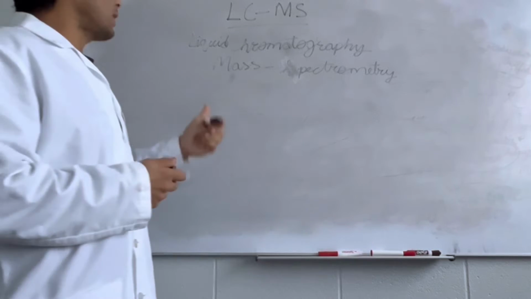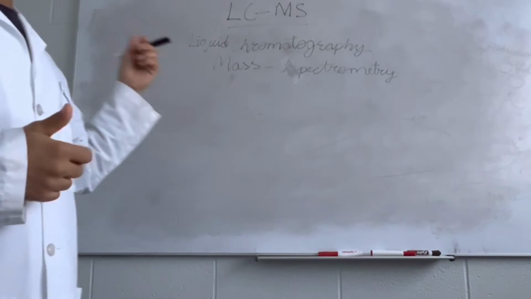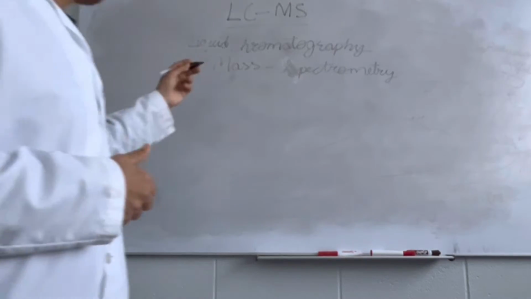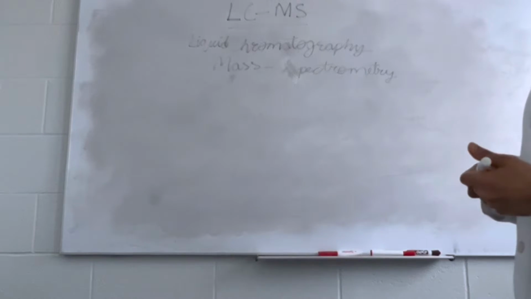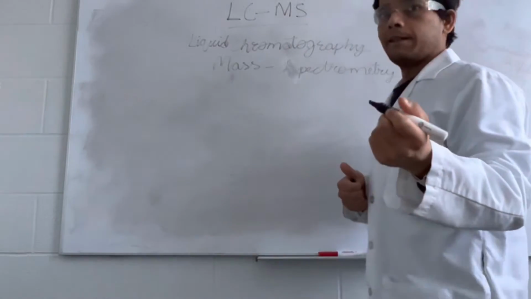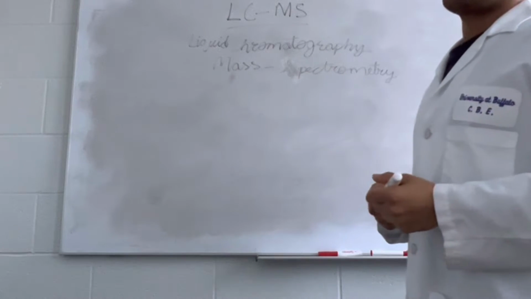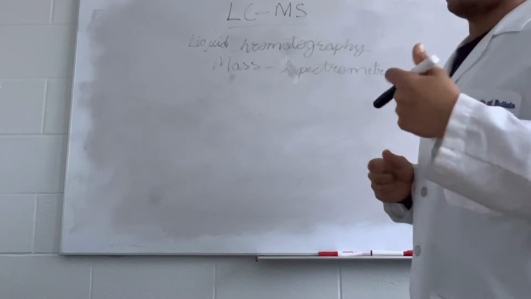So initially, when these new technologies are invented, they are invented separately. Mass spectrometry is used to identify the compounds present in the solution, and liquid chromatography is done to separate the compounds based on their properties, such as how polar they are.